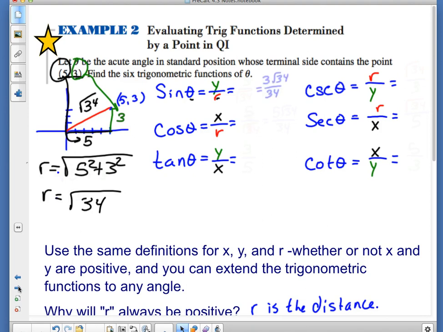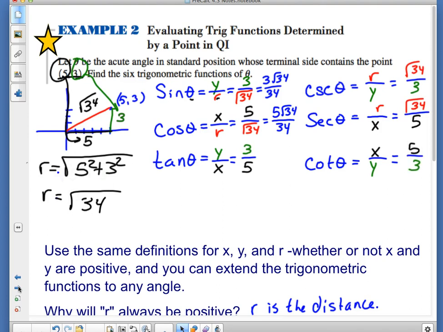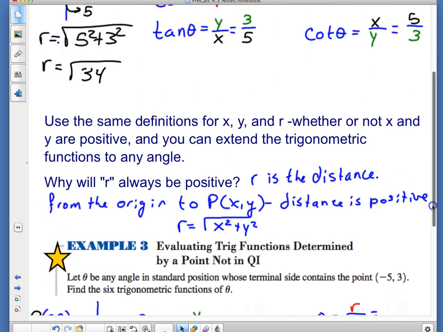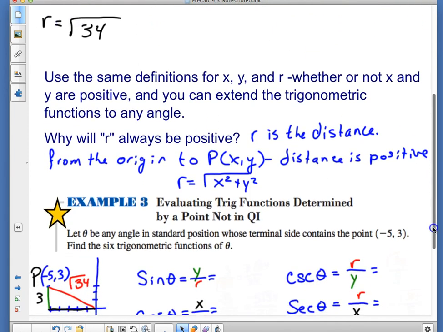Okay, so we should have these going on. I made them all nice and pretty as I went. Are you doing okay? Remember, this is about ratios. It's about us finding the ratio of a particular angle based on a reference triangle. Are there any questions regarding that? Now, use the same definition of x, y, and r, whether or not x and y are positive, and you can extend the trig functions to any angle.